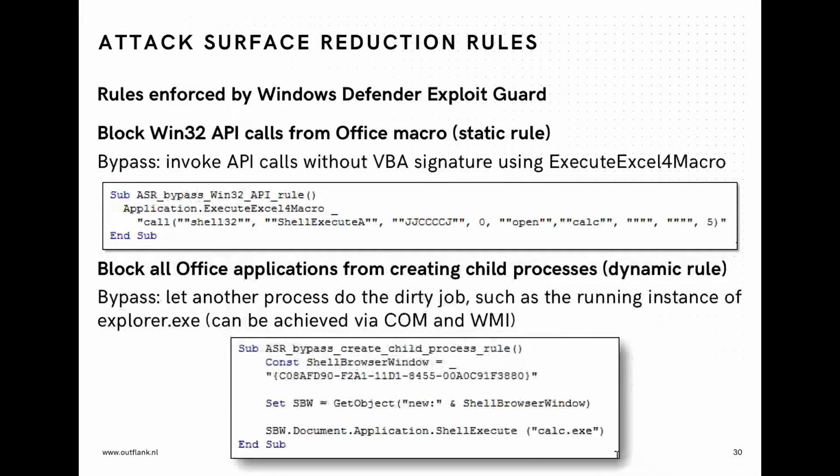The first rule, block Win32 API calls, is a static rule. So Windows Defender Exploit Guard just scans a macro for any VBA signatures of forbidden Win32 API calls. So how can we bypass this? Well, we can actually go from VBA to Excel 4 macros and thereby call the Win32 API dynamically without having to have a VBA signature for that Win32 API function. You see a few lines of code that do just that for ShellExecuteA with calc. For the other rule that's there, block Office applications from creating child processes, that's a dynamic rule.